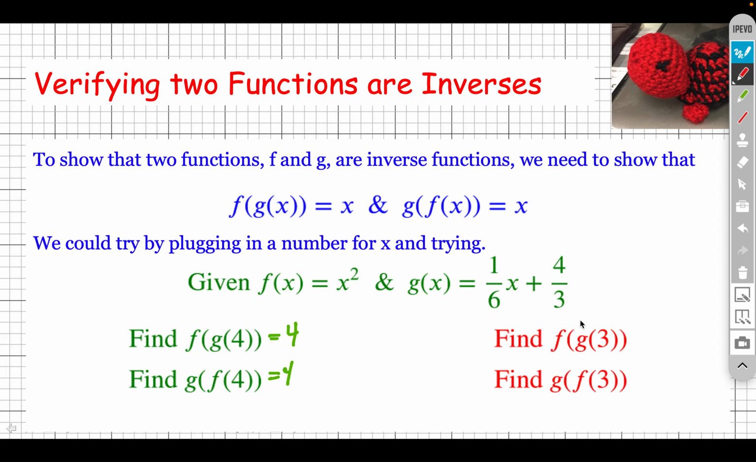Oh, I don't have it here. Here we go. Nope, I don't. When you do this, f of g of 3 is not going to equal 3, and g of f of 3 does not equal 3. This works for 4. It doesn't work for 3.